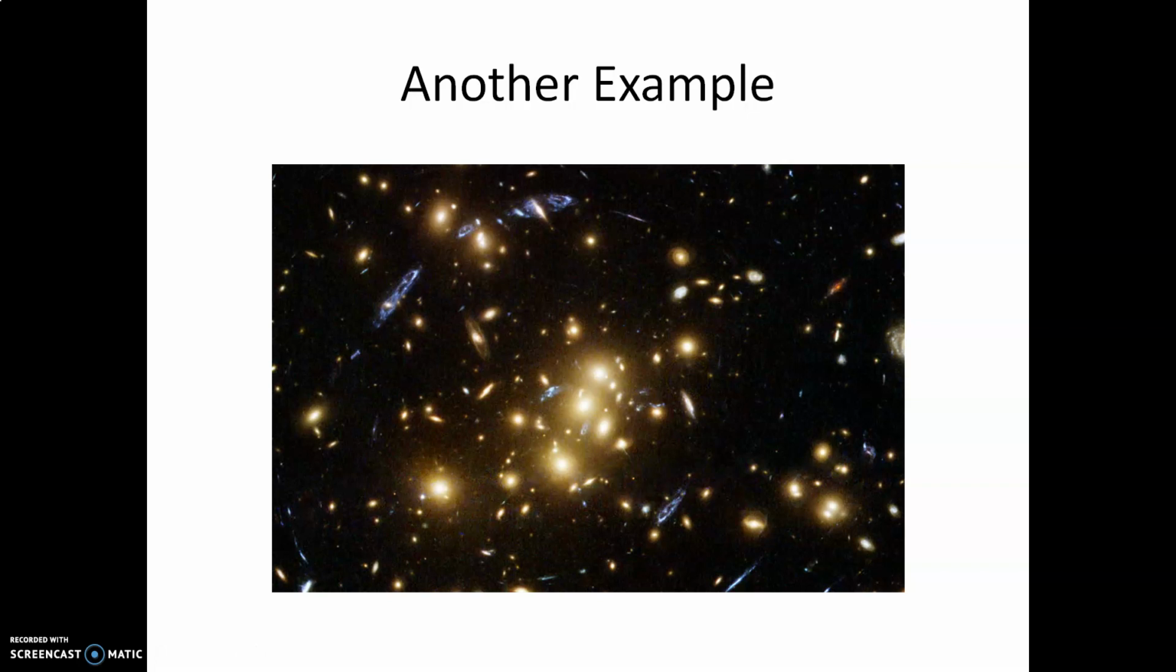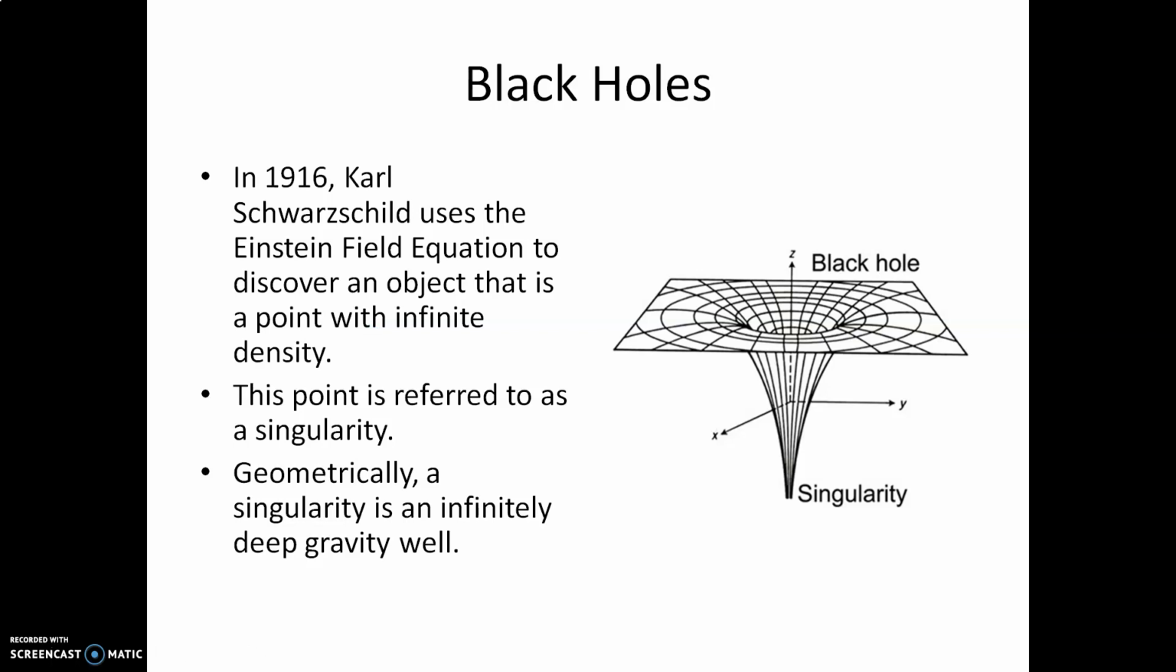In this photograph, this is a different galaxy cluster than the last one, but here is that foreground cluster, and then in the background is a much further away background galaxy, and you can see multiple distorted images of that galaxy here. Okay, moving on to black holes.